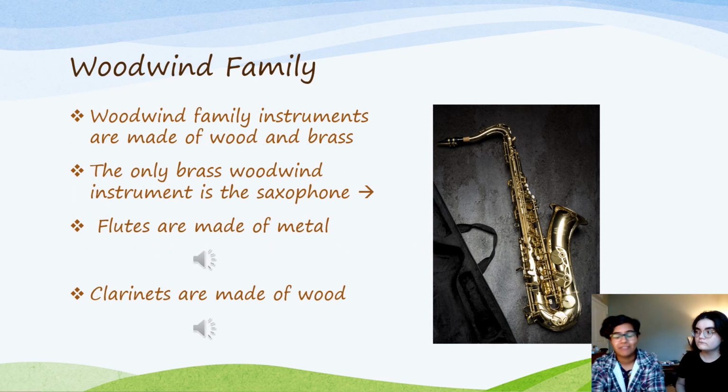So, the woodwind family has flutes, clarinets, saxophones, and oboes. Woodwind instruments are made of wood and brass, and the only brass instrument in the woodwind family is the saxophone. So, woodwind instruments were made of wood in the earlier stages of being invented. So, a long time ago, all woodwind instruments were made of wood.